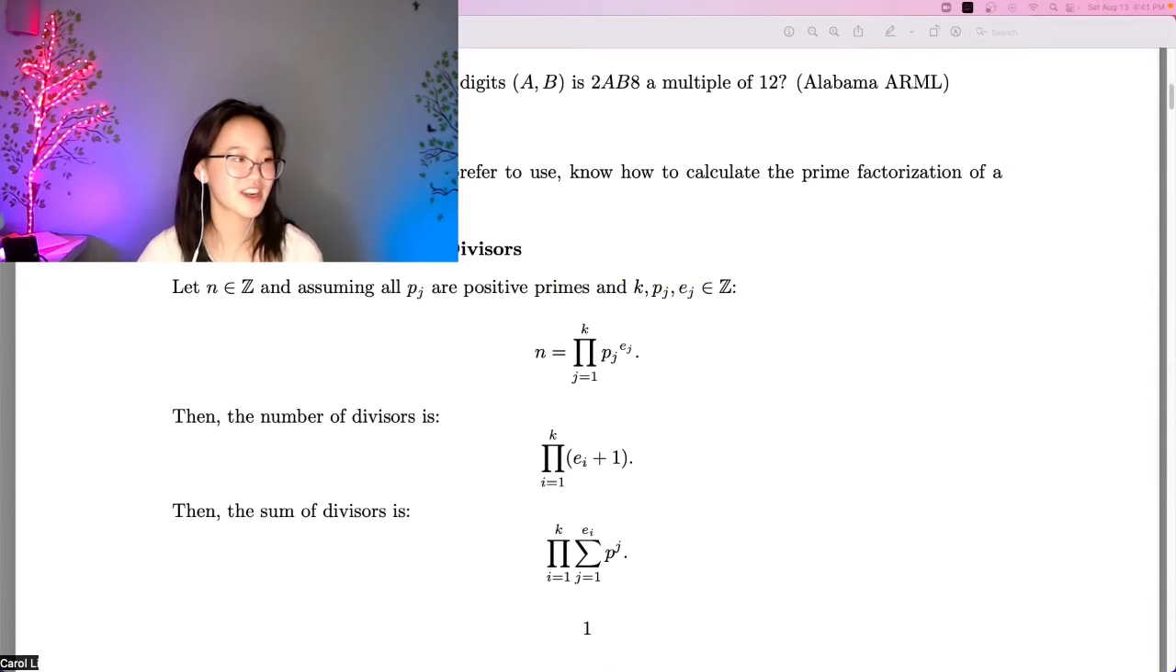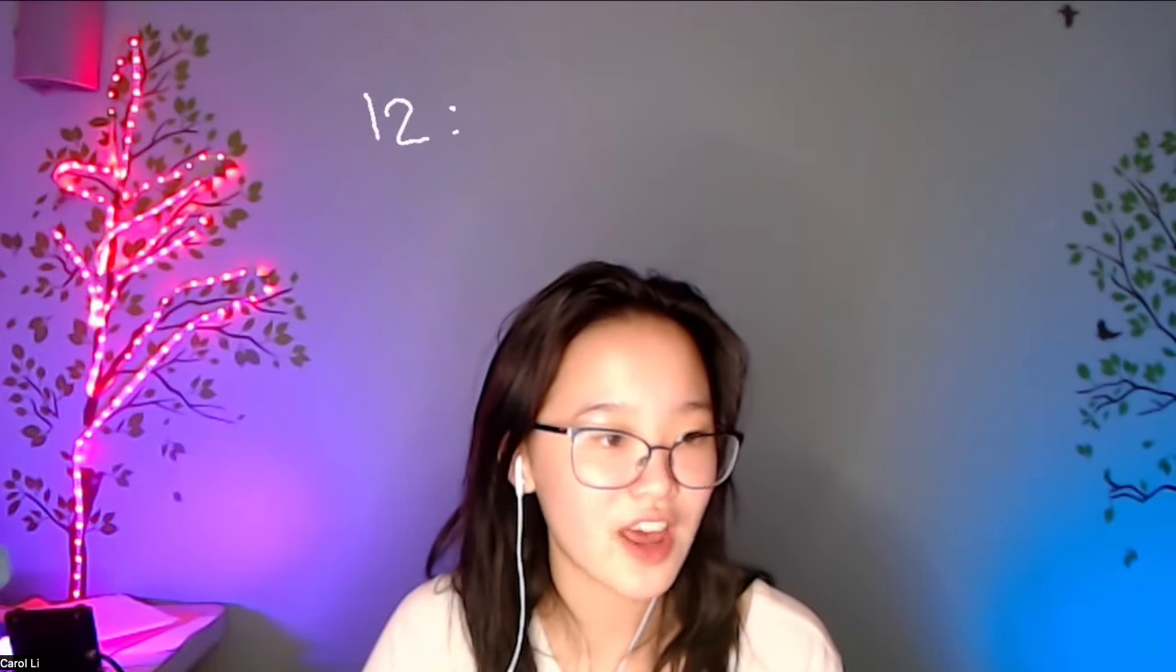Oh yeah, sum is kind of easily forgotten. Okay, sum. Let's say 12. How do you find the sum of divisors? Well, you can add it up, obviously. And if it's small enough, like 12, it's probably easier if you just add it up individually. But another way is you first factor it.